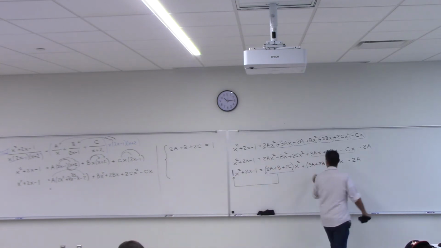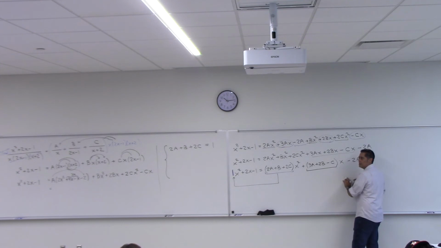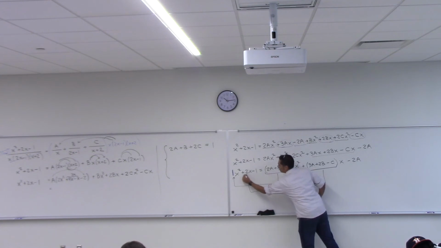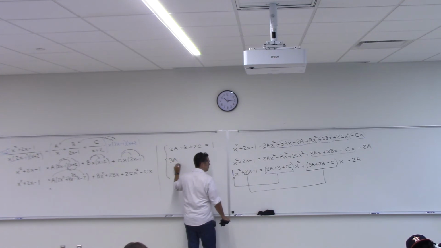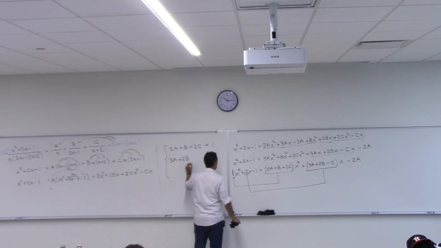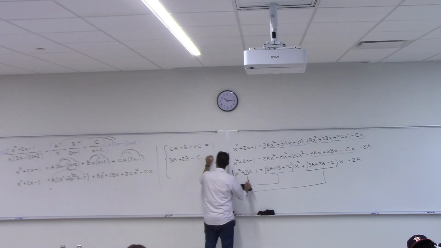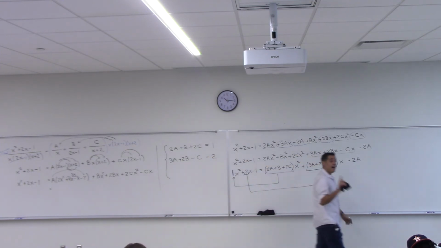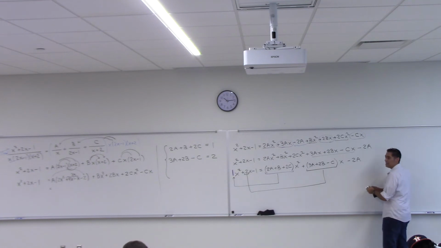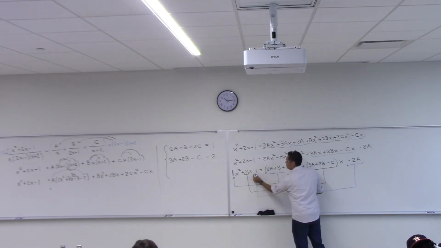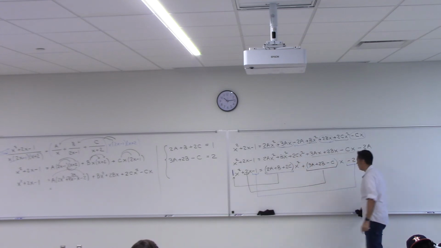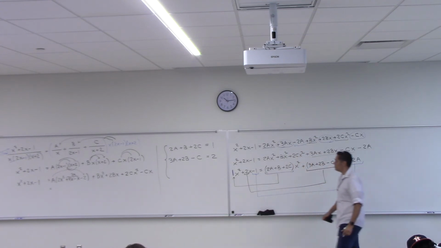In addition to that, I know that this sitting in front of x must be a what? Must be that number in front here, a 2. That's my second equation. 3a plus 2b minus c must be a 2. And then finally, the thing that doesn't have an x must match up with the thing that doesn't have an x here, which is negative 1, right? So negative 2a must be negative 1.